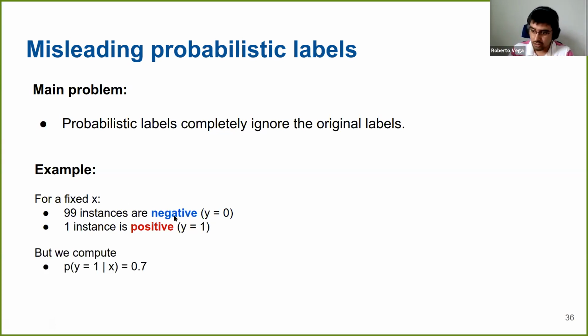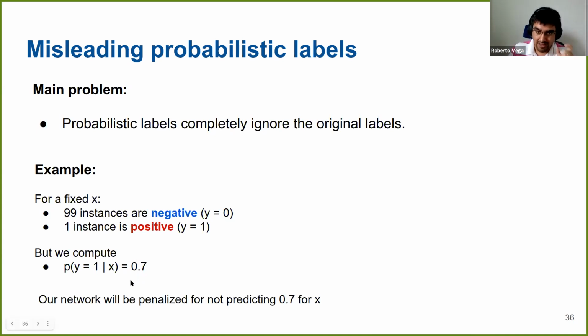This is negative. But for some reason, when we implement the computation of the probabilistic label, we estimate that the probability of having the disease is 0.7, because we use the wrong features, or maybe the data was not Gaussian and the Gaussian is a very bad approximation. For whatever reason, we compute this 0.7. Despite this strong evidence of the categorical labels that this is negative, the current approach that we had was penalizing the network for not predicting 0.7 for that particular image, which is terrible because we are ignoring what the people are actually saying. So this was the main problem.